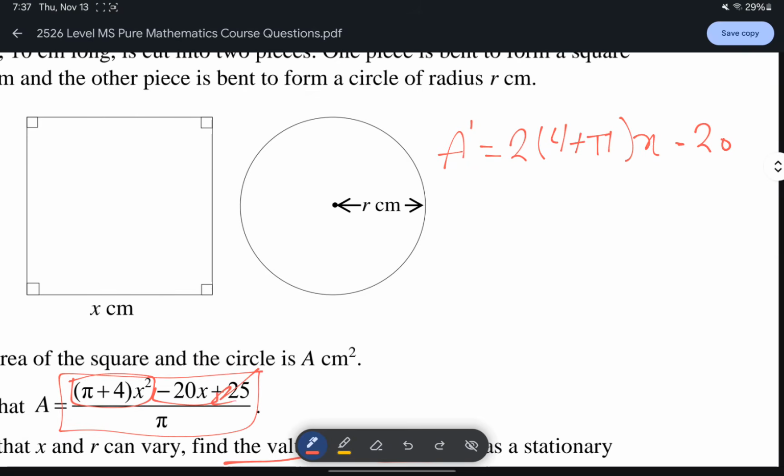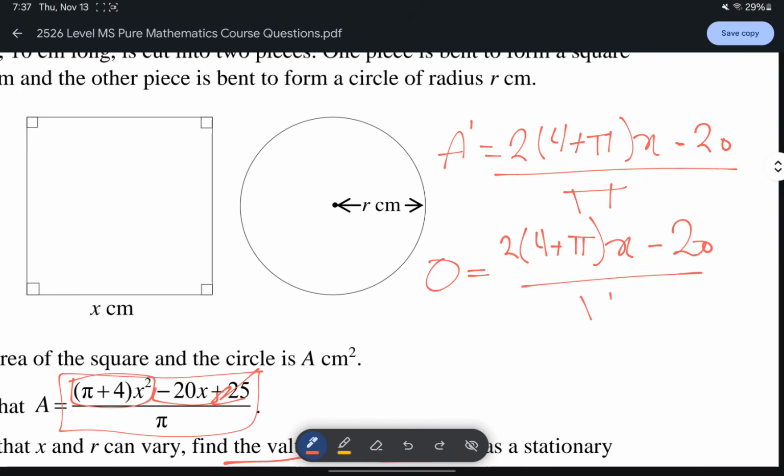And then this part cancels out because it's constant, so then we put the rest over pi. Okay, so this is after we derive. Now after we derive, we'll equate this to 0. So 0 equals 2 into 4 plus pi x minus 20 over pi. So we'll take this pi to the other side. So 0 times pi, it cancels out, so you can just remove this pi.